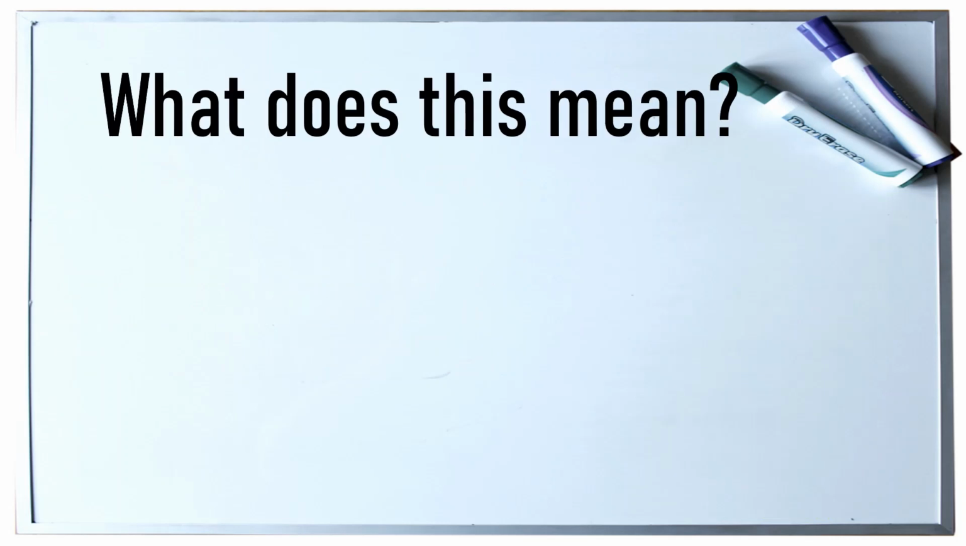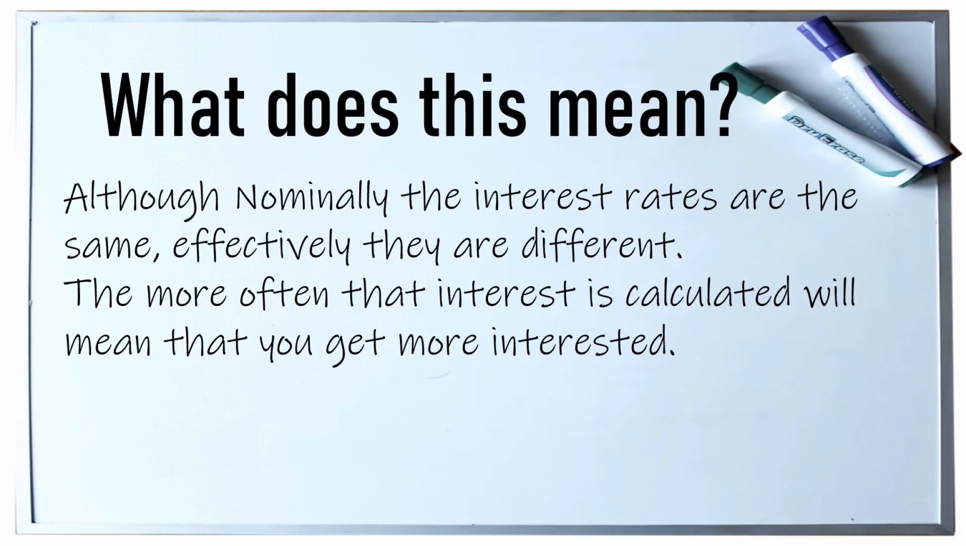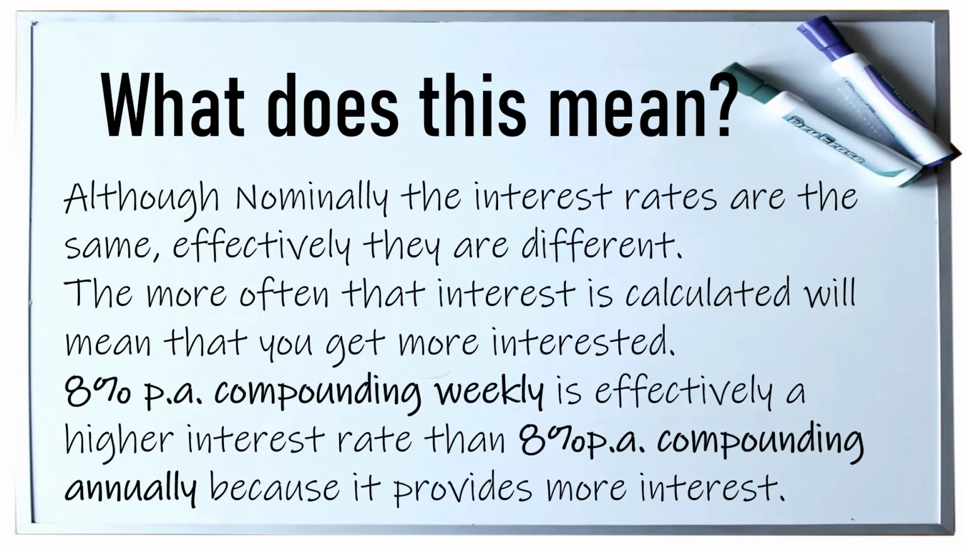So what does this all mean? The nominal interest rate for each of these was 8%. But effectively, we ended up with different values. The more often that interest is calculated will mean that you get more interest. 8% compounding weekly is effectively a higher rate than 8% compounding annually because it provides more interest.